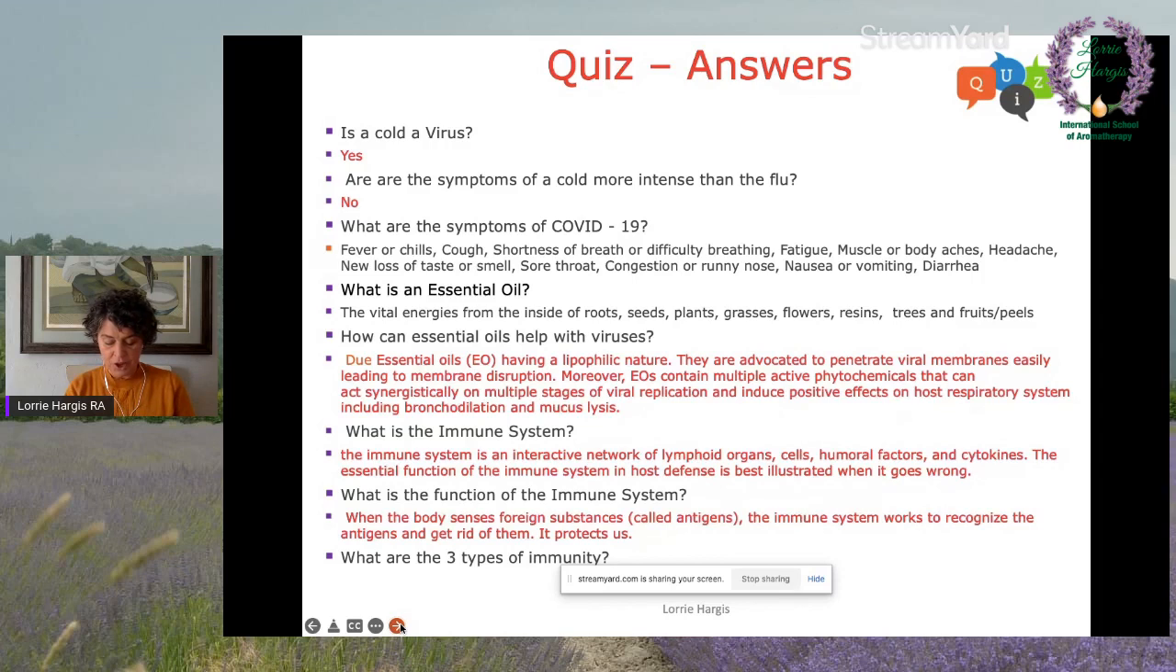They're doing such a great job. This is wonderful. Good job. So what are three types of immunity that we have? Someone already named them, but I'm going to see who else knows.